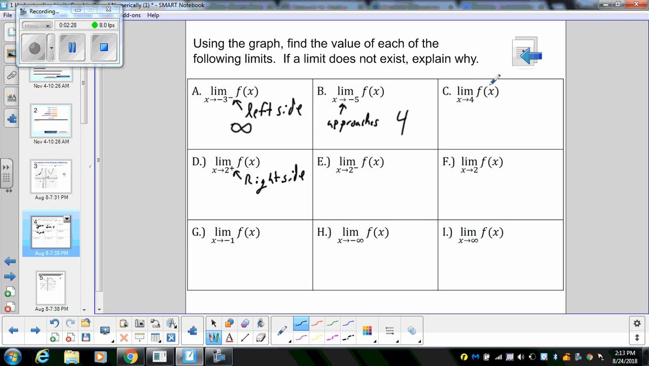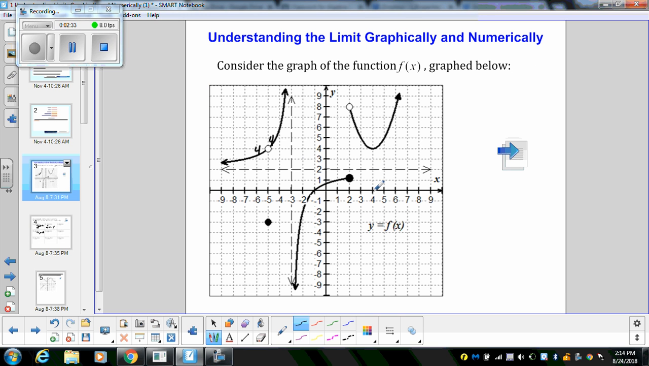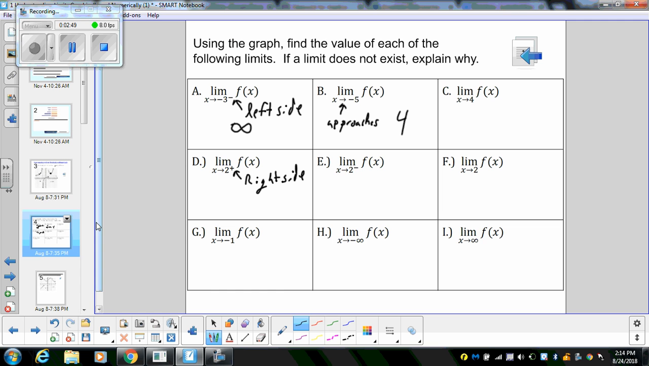The next one says the limit of f of x as x approaches 4. So now we're going to come over here. Here's x equals 4. We see a point right here. From the left and the right, it is both coming to the value of 4. So again, left is 4, the right is 4. It happens to even land on 4, but that's not the point we're looking at. So therefore, it is also 4.